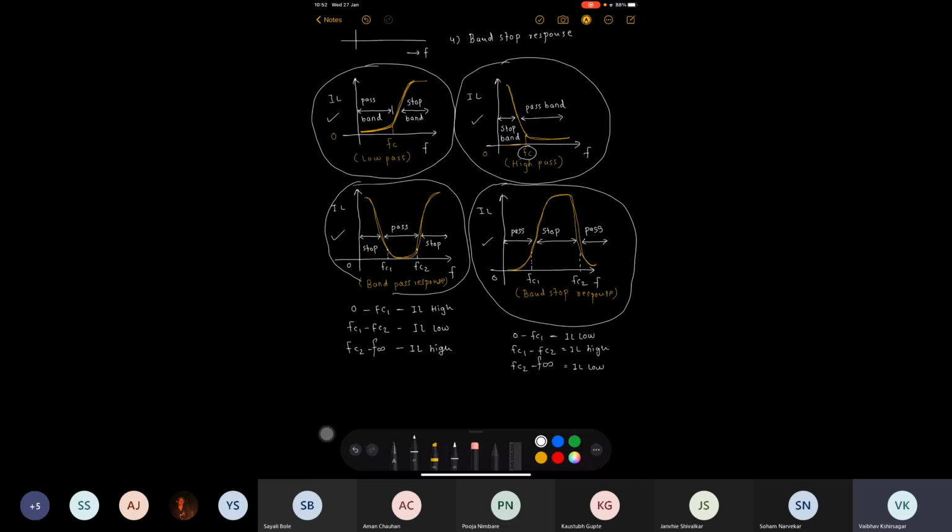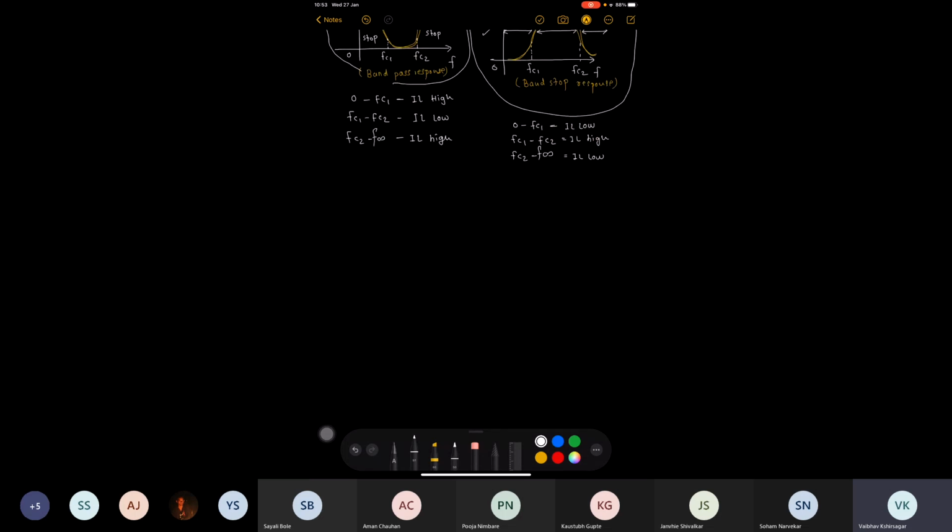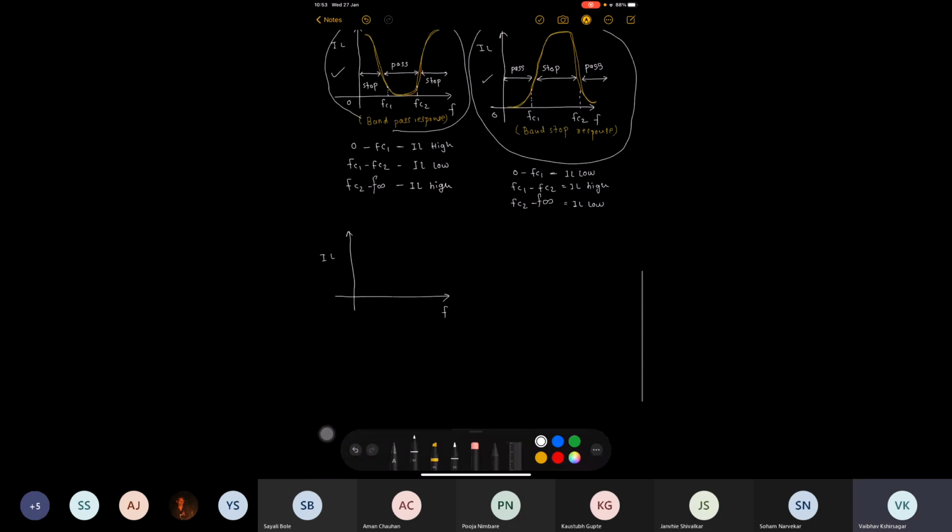Now, if you observe carefully, the stop band and pass band characteristics we have drawn are not sharp. The ideal frequency response should be very sharp. What do we mean by this? Let us see. For example, the ideal frequency response of the low pass filter when you plot insertion loss versus frequency. How should it be? It should be sharp.